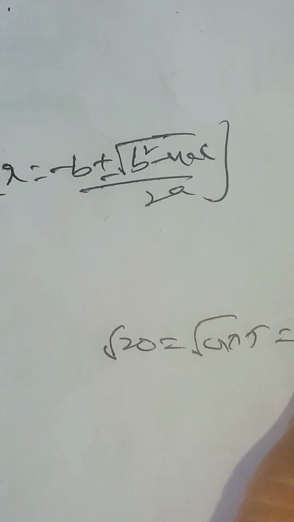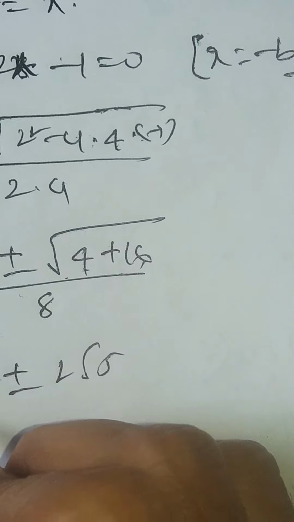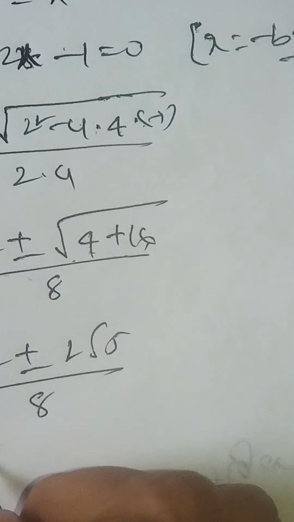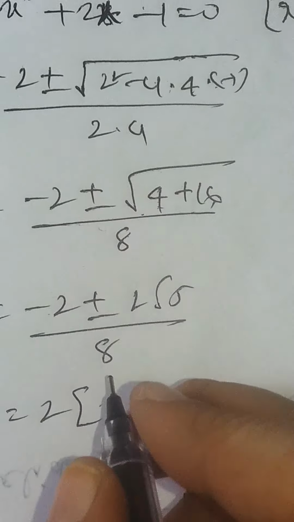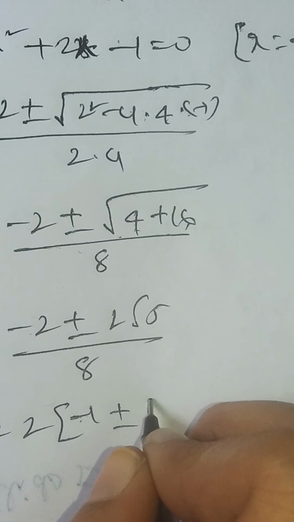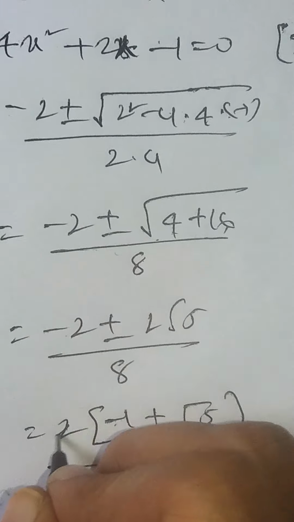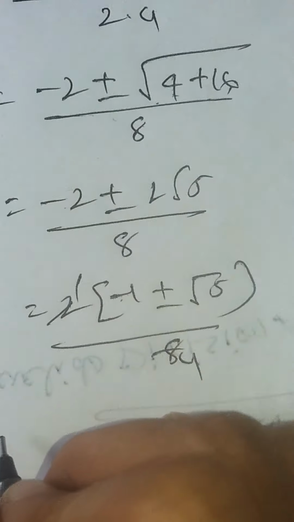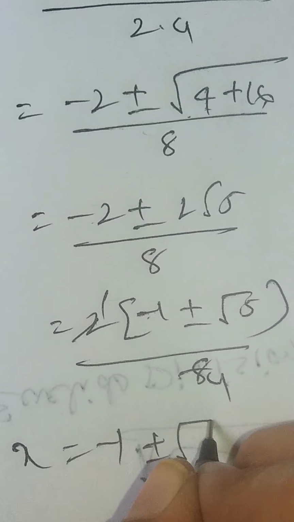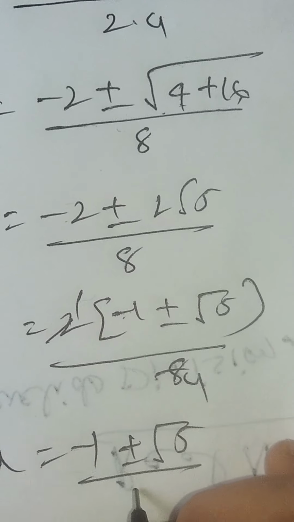Now root 4 can be written as 2 root 5. We'll get here 2 into root of 5 divided by 8. Take 2 common. By taking 2 common, we will get this value as minus 1 plus or minus square root of 5 by 8. 2 1s are 2, 4s are 4. Now we'll get x is equal to minus 1 plus or minus square root of 5 by 4.